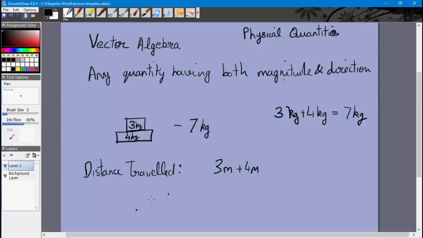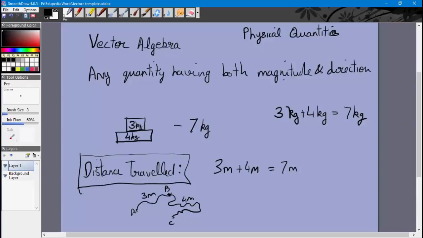If I move from point A to point B and I travel a total distance of 3 meters, then I go from point B to point C and I travel a total distance of 4 meters. What is the total distance I have traveled from A to C? Well, that is 7 meters. Right. So the distance traveled is also a physical quantity which obeys a similar rule that to add two such physical quantities, you simply add their numerical value. Right. 3 kg plus 4 kg always gives me 7 kgs. 3 meters plus 4 meters always gives me 7 meters if we are talking about the distance traveled.